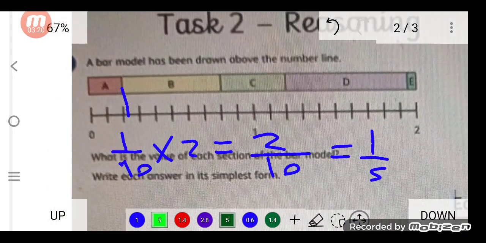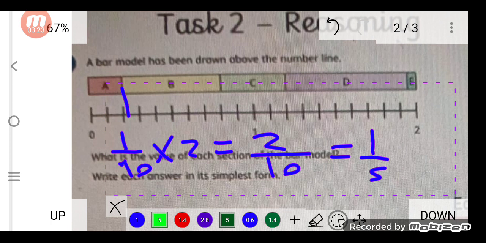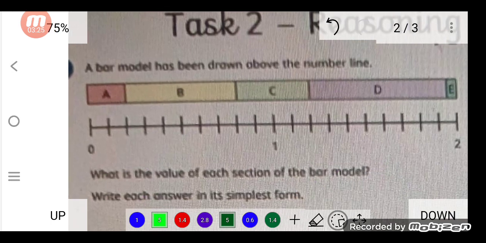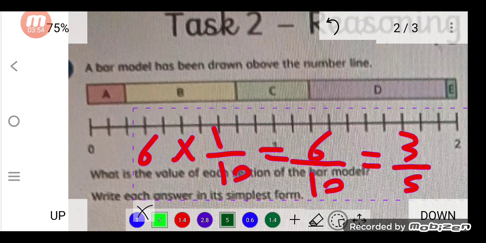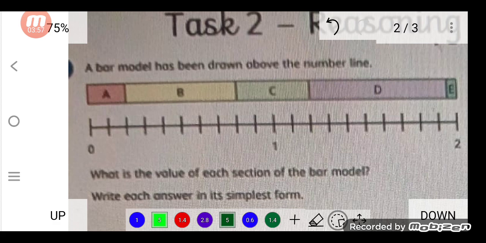Now section B has taken how many divisions? Let's count it. Section B has taken 1, 2, 3, 4, 5, 6. 6 divisions, and each division is 1 over 10. So you need to multiply 6 times 1 over 10. And this will be 6 over 10 or 3 over 5 after simplification. And you do the same thing with the rest of the sections. So section B is 3 over 5.